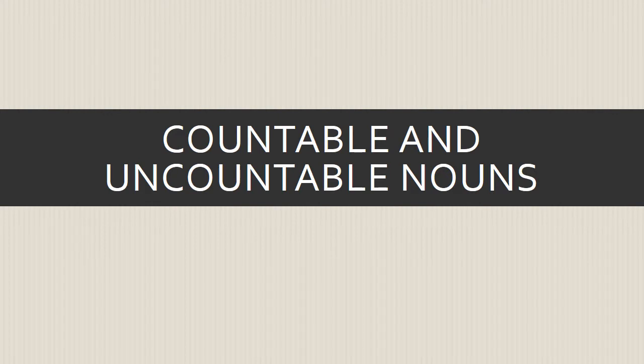Next categorization is countable and uncountable nouns. Now, the important feature of noun is whether it can be counted or not. A countable noun is a noun that can be used after the articles a or an or after a number. That is, when it is more than one.